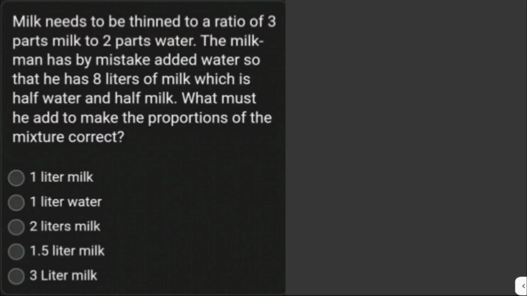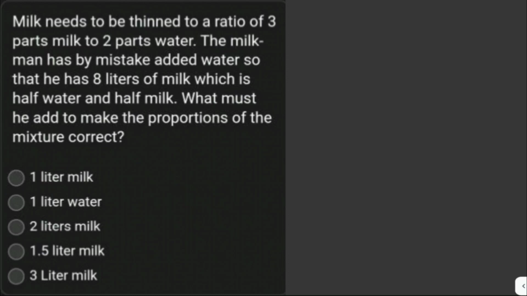Some math problems here. Milk needs to be thinned to a ratio of 3 parts milk to 2 parts water. The milkman has by mistake added water so that he has 8 liters of milk, which is half water and half milk. What must he add to make the proportions of the mixture correct?